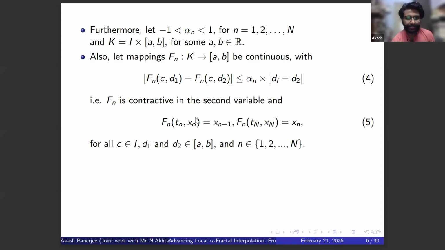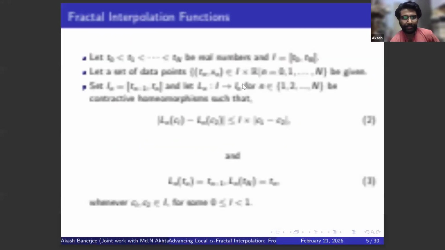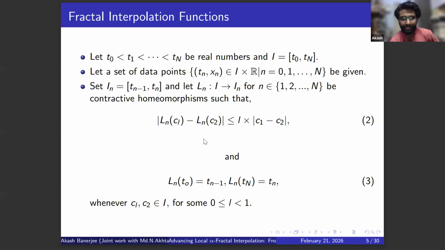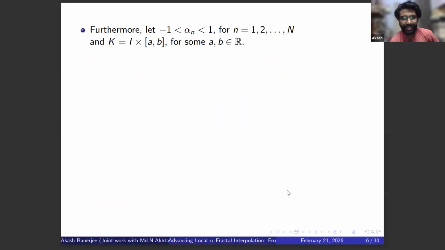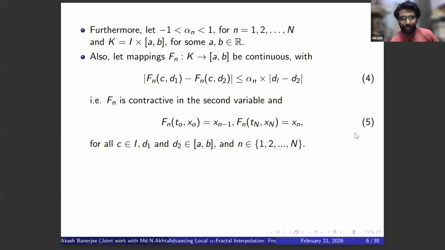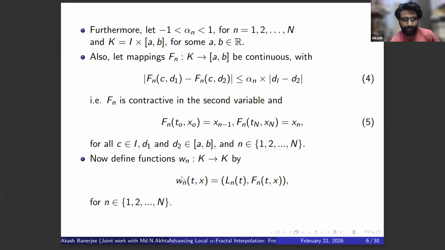variable, and where these alpha n's are very important. These alpha n's are contraction ratios, which range between -1 and 1. And the contractive homeomorphism that I mentioned earlier, this Ln, satisfies the join-up conditions, and the Fn's also satisfy the join-up conditions. These join-up conditions are basically there to ensure that the final output, the fractal interpolation function, remains continuous.